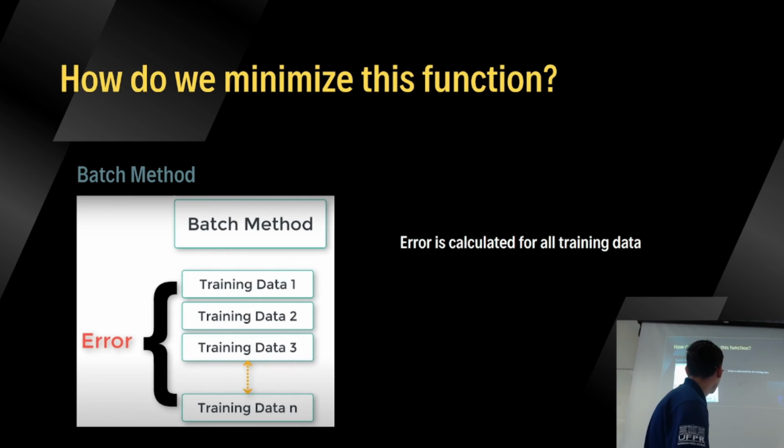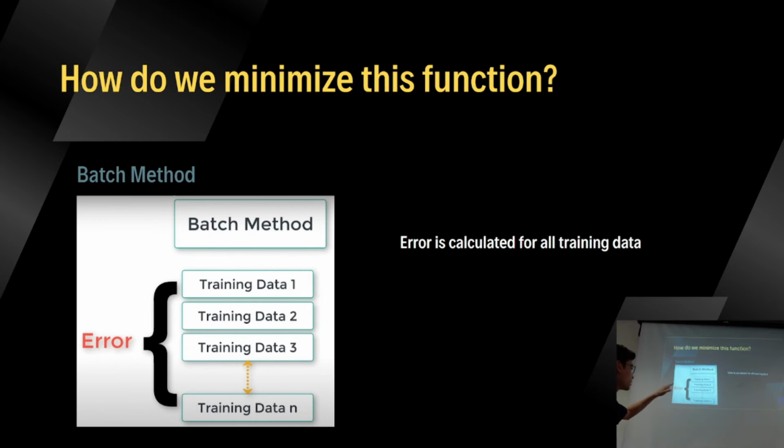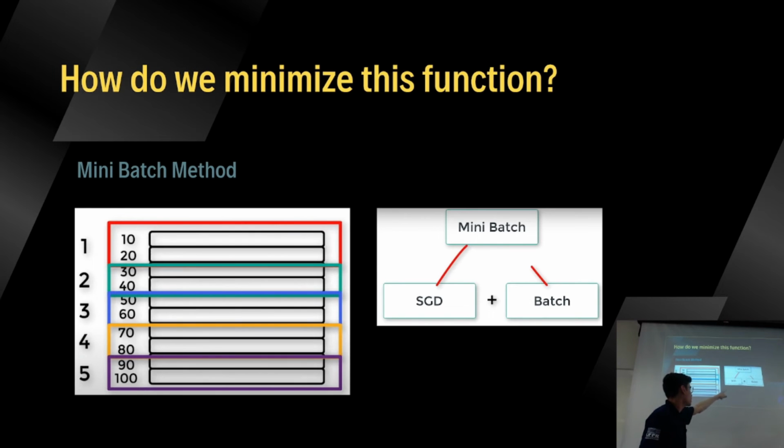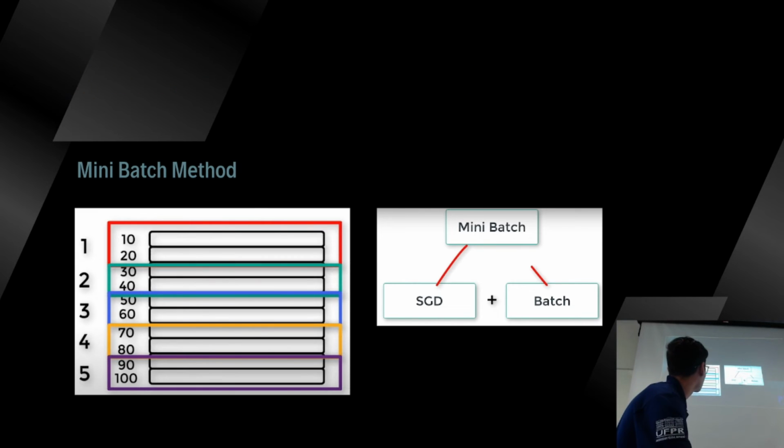But there's another, for example here, a batch method. We can calculate the error only after passing all the data sets through the neural network. And we can combine these two methods, SGD and batch. It's called mini batch. We subdivide the data set in parts, and only after, for example, these 20 data points, I calculate the error and update all the biases and weights. And that's it. Those are some methods of doing these updates on the weights and biases.